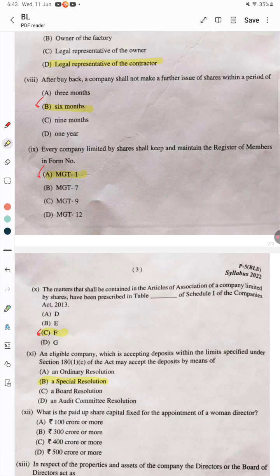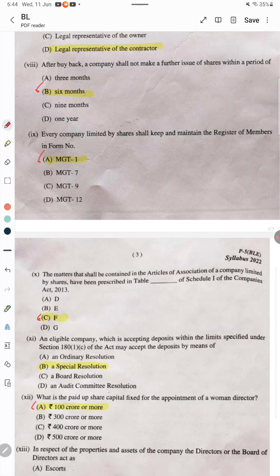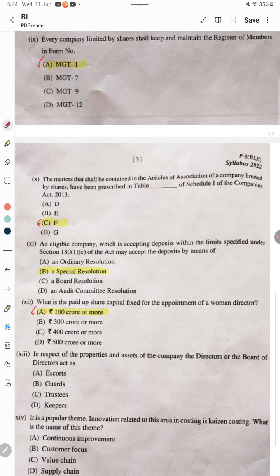Question number 12. What is the paid up share capital fixed for the appointment of a woman director? We all know that is 100 crores or more. That is the correct answer. A is the correct answer. Please make note of it. A.